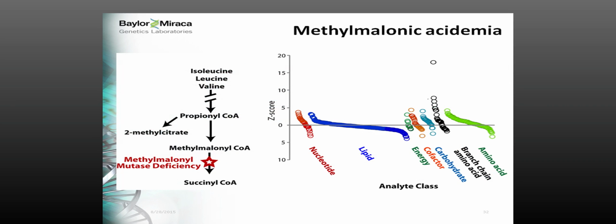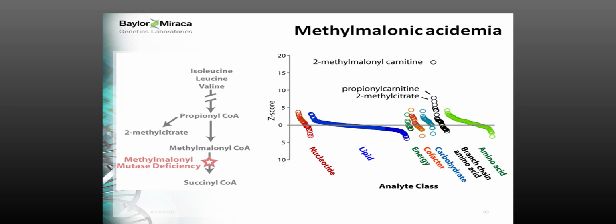This is an example of methylmalonic acidemia. Again, we've got them broken down by category, but now we've plotted the various metabolites as individual circles on this. In methylmalonic acidemia, you can see that the branched chain amino acid pathway is quite elevated, and that's corresponding to the methylmalonyl carnitine and propionyl carnitine.